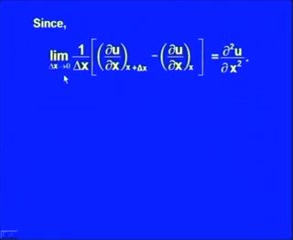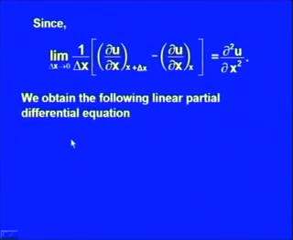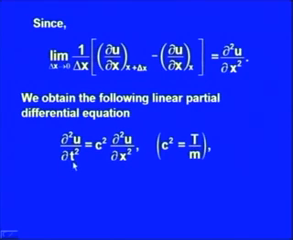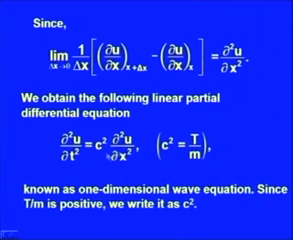So, since this expression as delta x goes to 0 tends to delta square u over delta x square, we obtain the following linear partial differential equation: delta square u over delta t square equal to c square delta square u over delta x square, which is known as the one dimensional wave equation. Further, because the physical constant t over m is positive, we may take this as the square of c. So, we have the differential equation as u t t equal to c square into u x x.